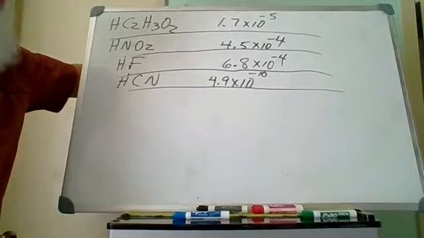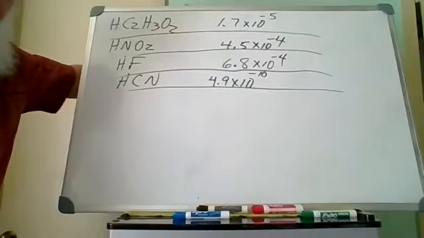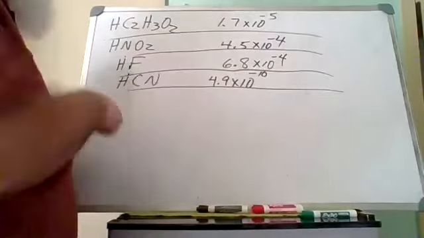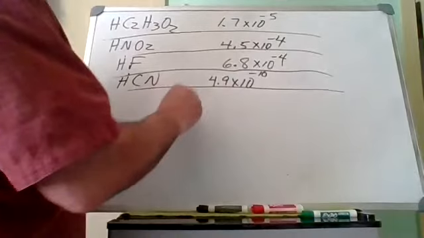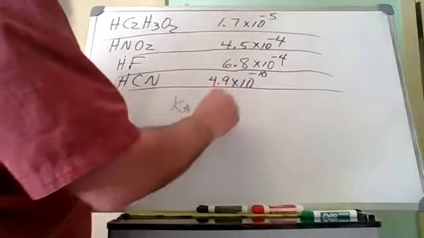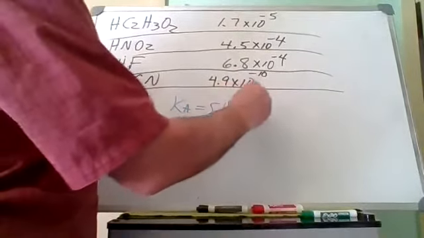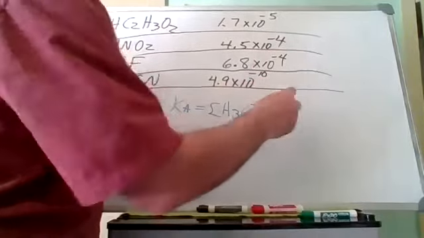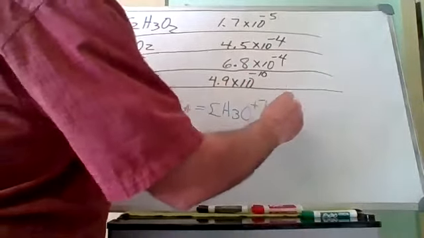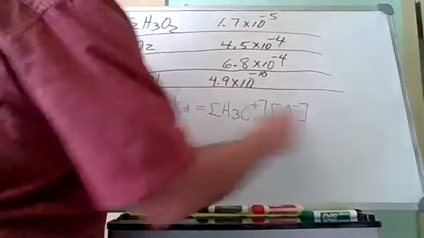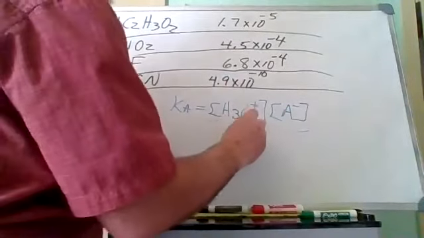By the smallest exponent? I don't know. Anybody? Can we find the H3O plus and then use the 10 to the negative power? You're on the right track. Let's write out an expression for Ka. It's the same for every weak acid: H3O plus times A minus divided by HA, right?